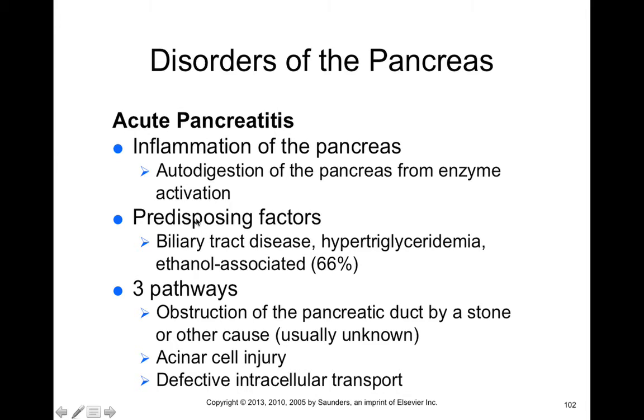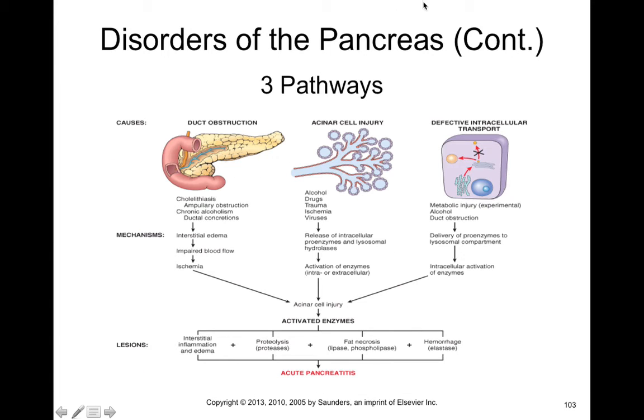Some of the predisposing factors to acute pancreatitis include things like biliary tract disease or hypertriglyceridemia. Often it's ethanol associated though. So in 66% of cases of acute pancreatitis, it's caused by alcoholism or at least excessive ethanol intake. And there's three main pathways of acute pancreatitis. It can either come from obstruction, acinar cell injury, or defective intracellular transport. But in all three of these pathways, we see the release of pancreatic enzymes that eventually cause damage to the pancreas.